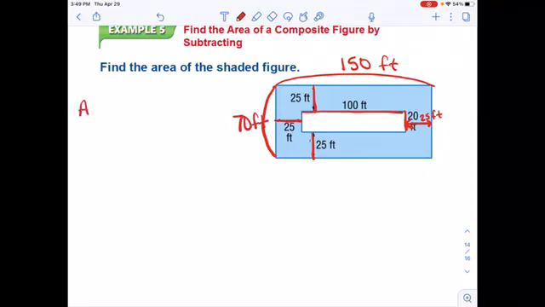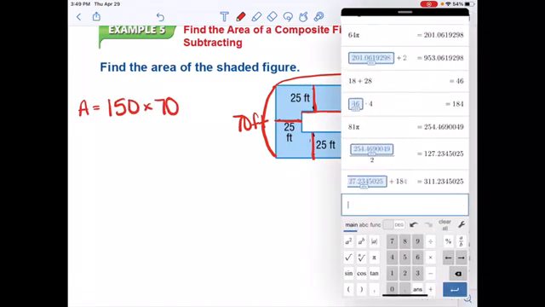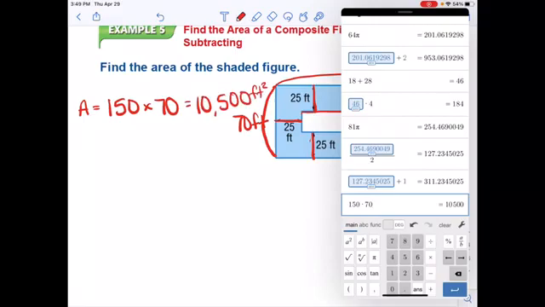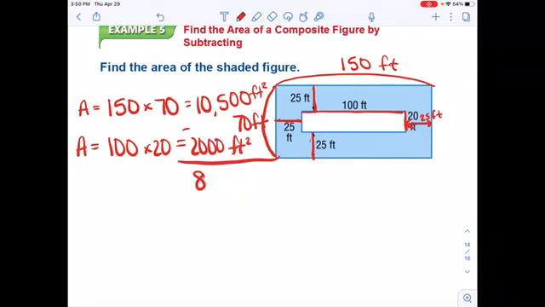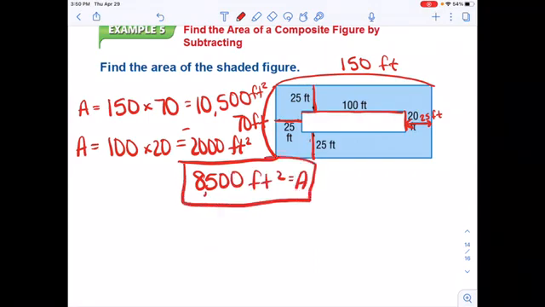So to find the area of the whole thing, we take 150 times 70. And we get 10,500 square feet. We can subtract out the other one, so we have 100 times 20, or 2,000 square feet. Subtract them, and you have your answer of the shaded region, 8,500 square feet, as your area.